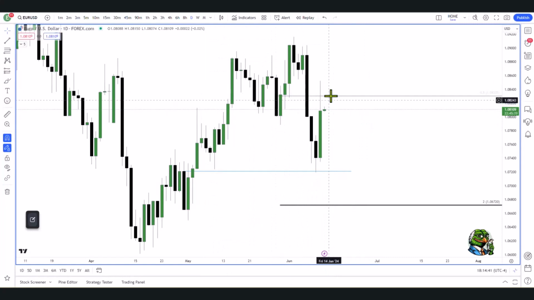So I'm not worried about the wicks. They're just stop hunts into anyone that may already be short. But I don't want to see body closures above that midpoint, so we'll keep that on the charts.